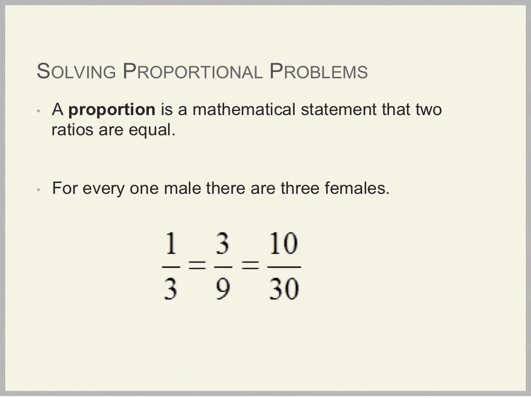Proportions just show mathematical statements that two ratios are equivalent. Again, for every 1 male, there are 3 females, so 1 to 3 is the same as 3 to 9, which is the same as 10 to 30.